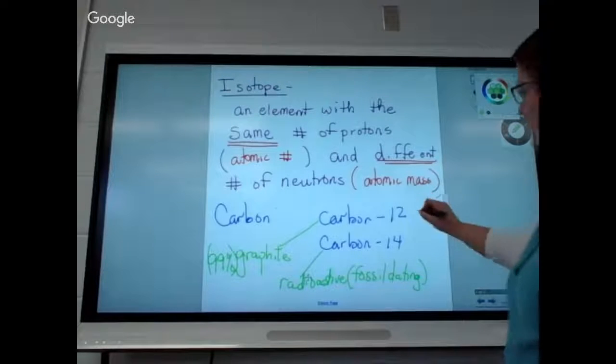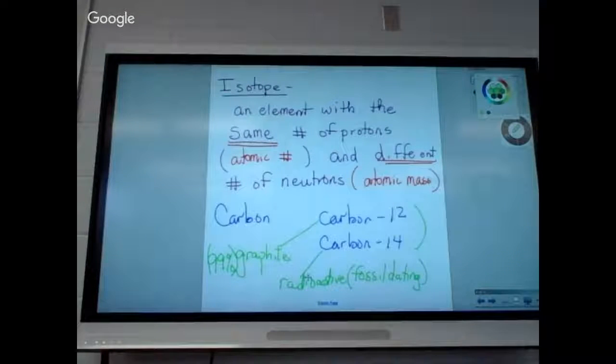Now, which of those two masses are we going to put on the periodic table? There's only enough space for how many masses up there? Only enough space for one. Which one are we putting up there? The 12 or the 14? Why?